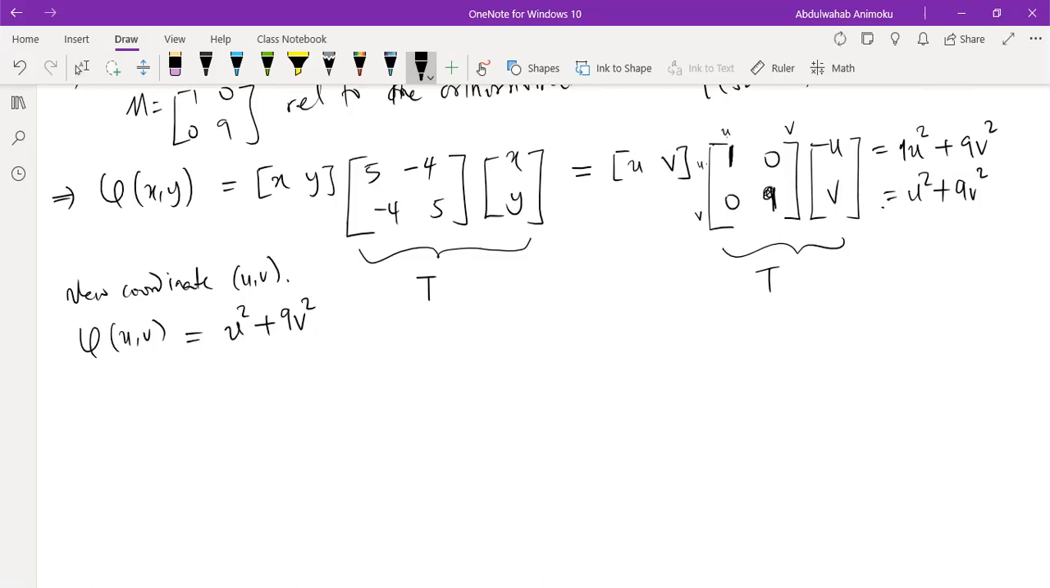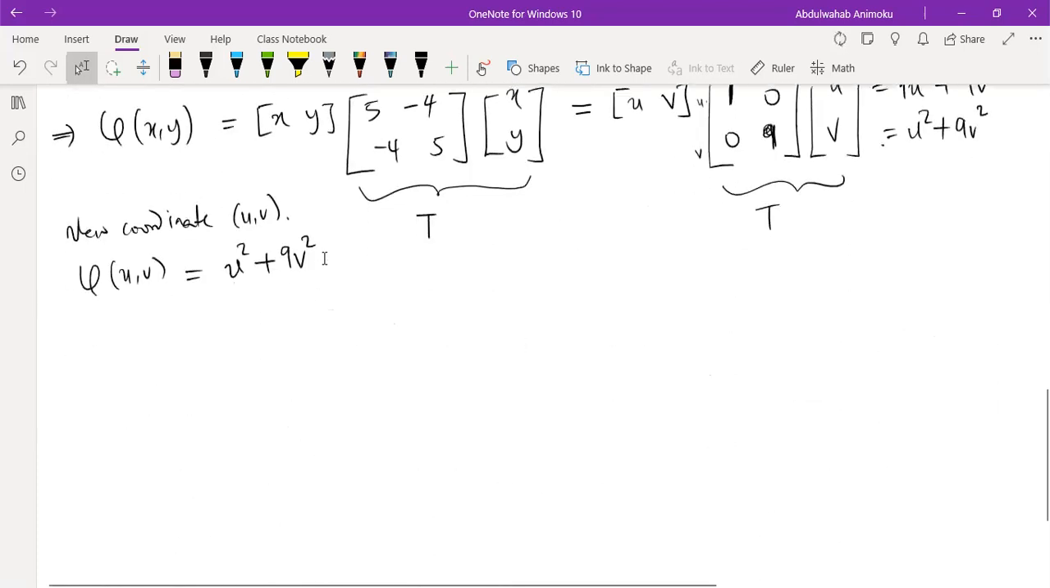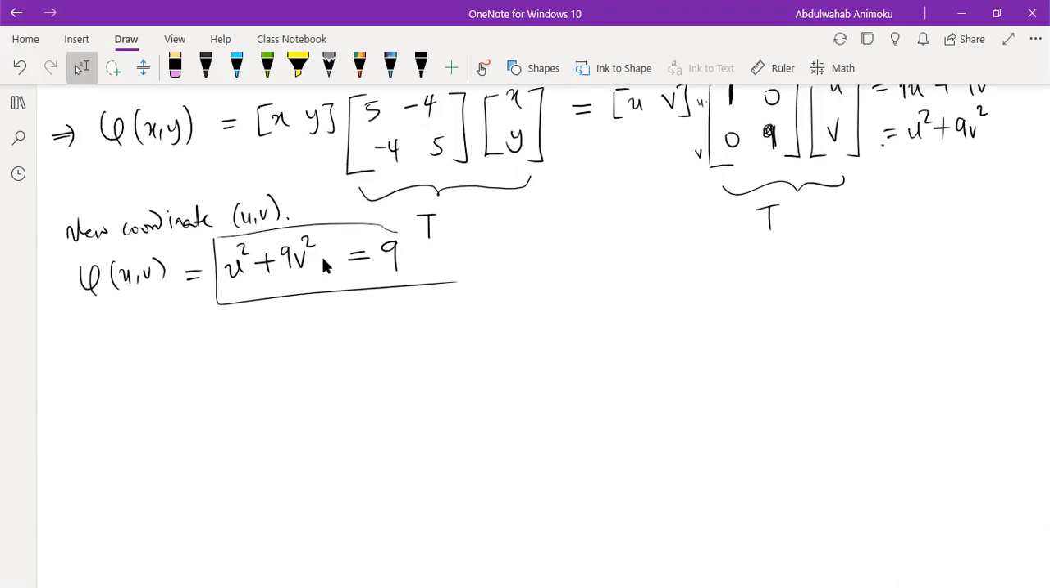Now, what does this mean? Remember that initially we had this quadratic function equal to 9, right? Don't forget, equal to 9. So this new function, phi of uv, will now be equal to 9. This is what we need to sketch. So the question turns to: sketch this, which was the bigger picture I explained earlier on. Now remember that the coordinate system has now been changed. Now, let's see how to sketch this function.